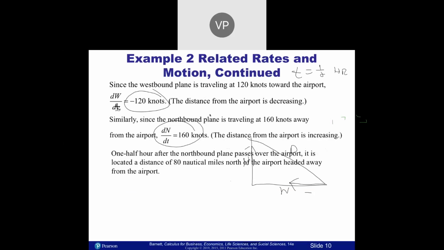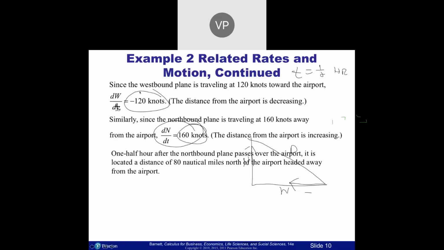Now, where did they get this 80 from? Well, think about it. That plane going north is 160 knots. Now, if you're not familiar with that terminology, what it means is 160 nautical miles per hour. It's like miles per hour in a car. So if you're going 160 miles per hour, in a half hour, you're only going 80 miles. So that's why you get this 80 miles right here, because we were going 160, but we only went for a half hour, so it's half of that.